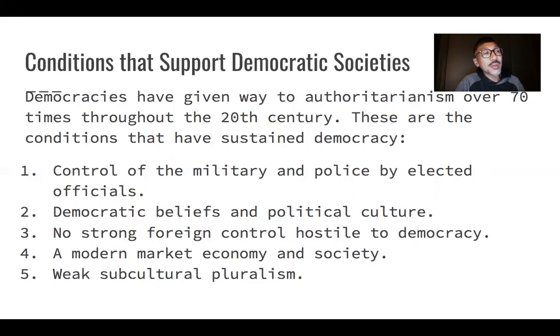Second, Dahl outlines that there must be a commitment to democratic beliefs and political culture. These democracies take seriously the commitment to equality, free and fair elections, enlightened understanding, and inclusive citizenship. Last, Dahl outlines that stable democracies have had what he calls weak subcultural pluralism, that is a homogeneous culture and society. Now, that section of the reading can be a very troubling section to read, especially since we live in a multicultural society. And we also live in a society with a troubled history of race relations, white supremacy, and anti-democratic institutions.